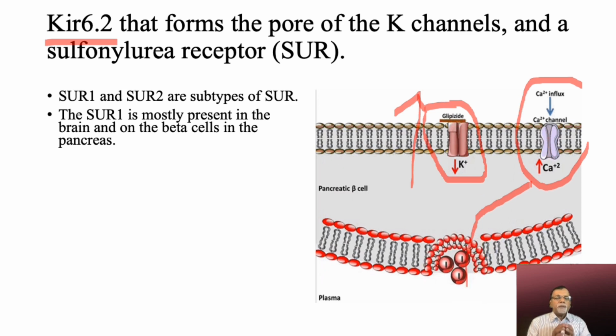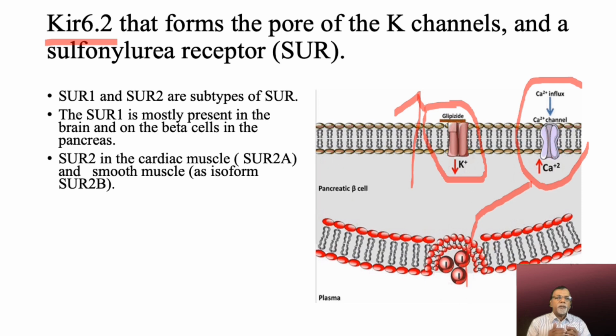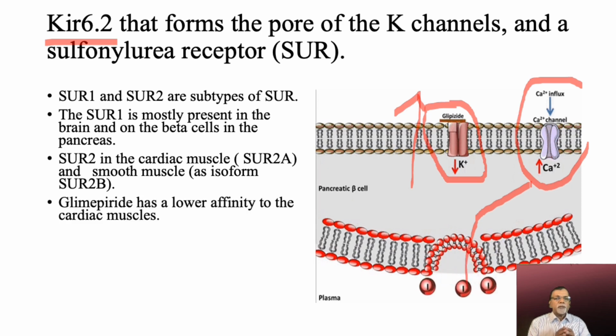There are two subtypes of sulfonylurea receptor. One is SUR1 and the second is SUR2. SUR2 again has two subdivisions, SUR2A and SUR2B. Sulfonylurea receptor 1 is mostly seen in the brain and the beta cells of the pancreas. So in the beta cells of the pancreas, it is the SUR1 receptor. SUR2A, a type of SUR2, is present predominantly in the cardiac muscles. And the isoform SUR2B is in the smooth muscles.